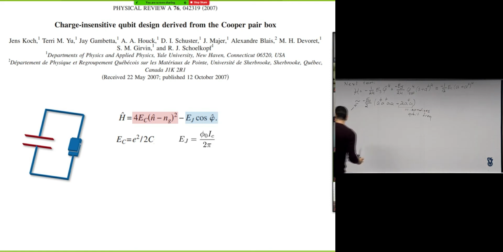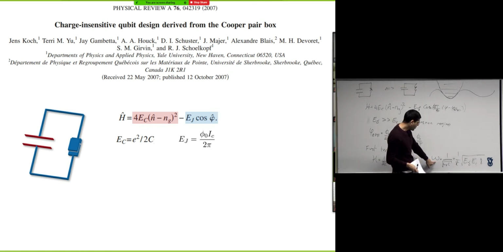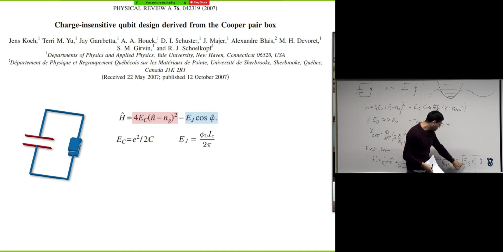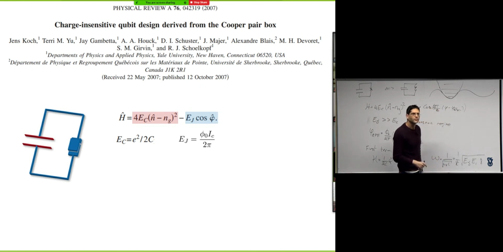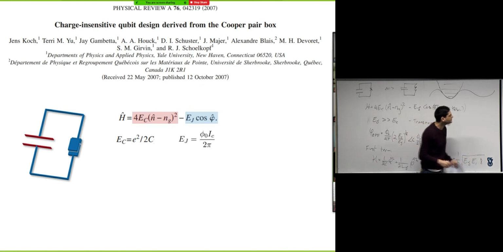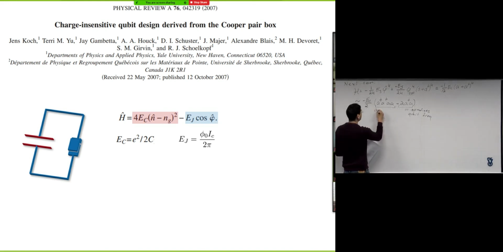So here we had omega is 1 over h bar square root of 8 EJ EC. That 2 A dagger A just moves over here, so it's just going to be minus EC. So the frequency just changes by minus EC. The second term here is the anharmonic term. It is the extra energy that we pay for an additional excitation.